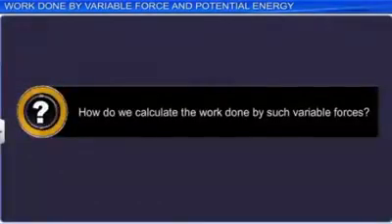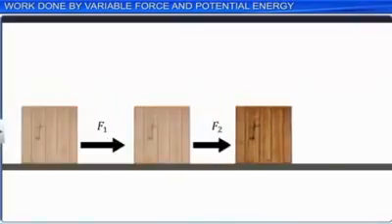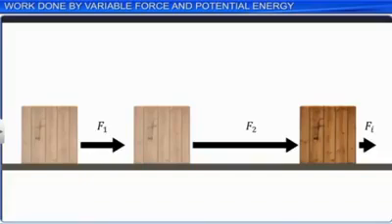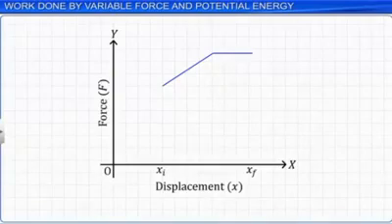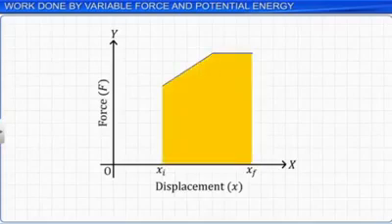How do we calculate the work done by such variable forces? Let us suppose that a body moves along the direction of a variable force acting on it. We then plot a graph of force F versus displacement x, which helps calculate the varying force with the displacement. The work done by the variable force can be found by calculating the area under the graph.